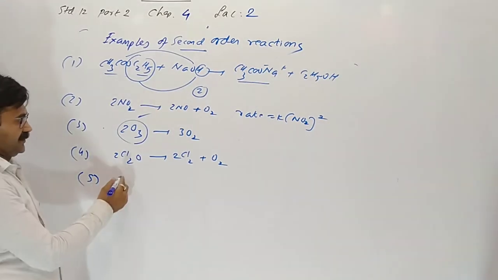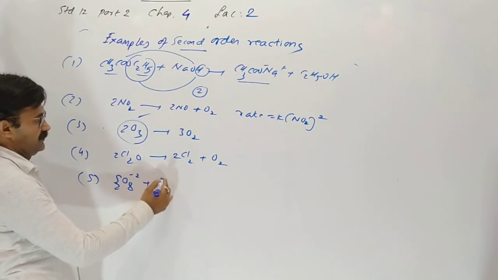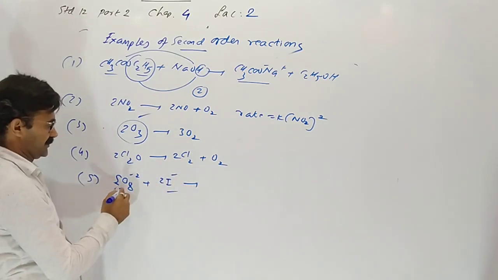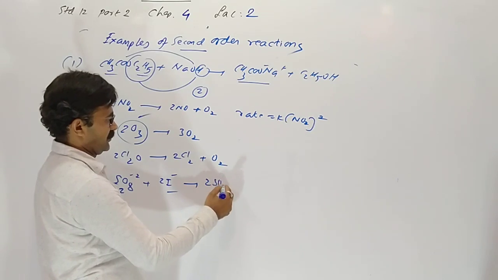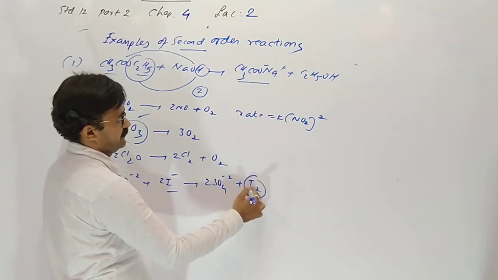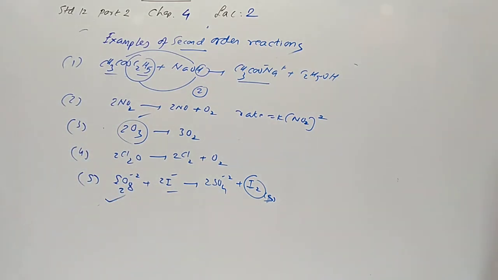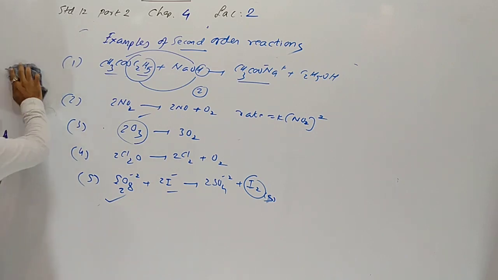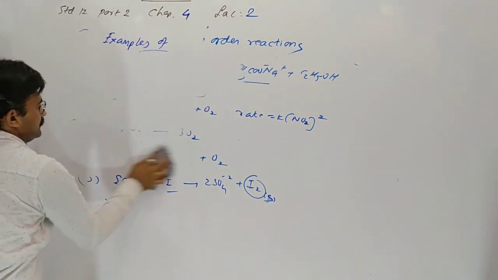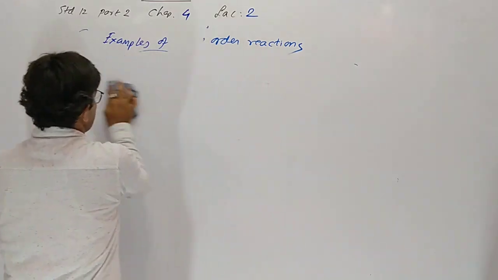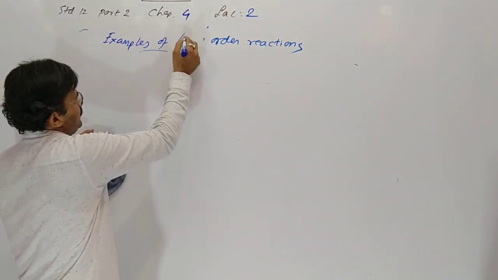Now find out S2O8 2- when we pass it into a solution of potassium iodide. It gives 2 moles of sulfate and violet colored solid iodine. This one is also second order. Now last, some examples of third order reactions. The order of reaction is third.